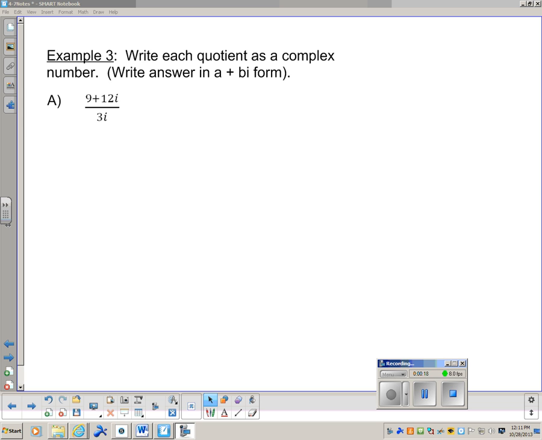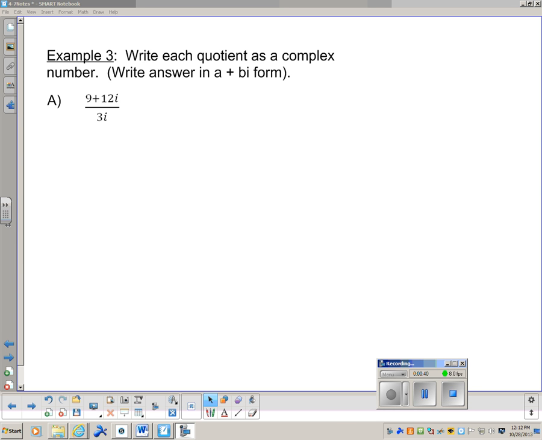So last time we talked about adding complex numbers, subtracting complex numbers, and multiplying complex numbers. Today we're going to talk about dividing complex numbers. So we want to get it in that nice form of a plus bi. That's our final goal, is to get it in the a plus bi.